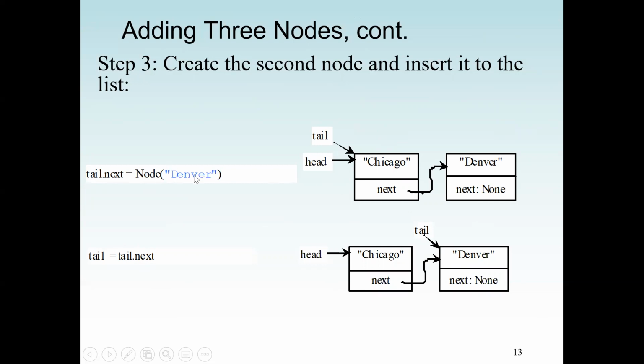So again, we construct our second node, Denver, using the constructor for node. Then we assign it to tail.next because we have to move. We use next to move to the next memory space that will be allocated dynamically. So this Denver memory space is allocated dynamically. So right now, the first node has the address of the second node. Then we don't want the tail to stay at the first node. It has to go to the second node. So we assign tail.next to tail so that we move the tail to the next node.